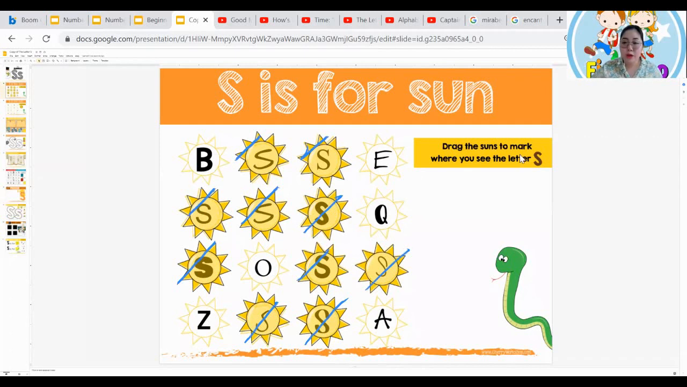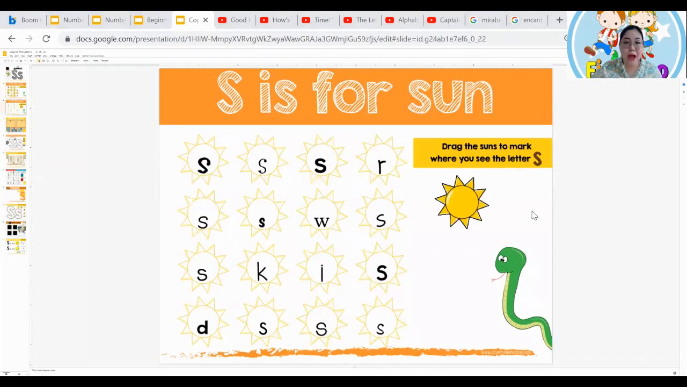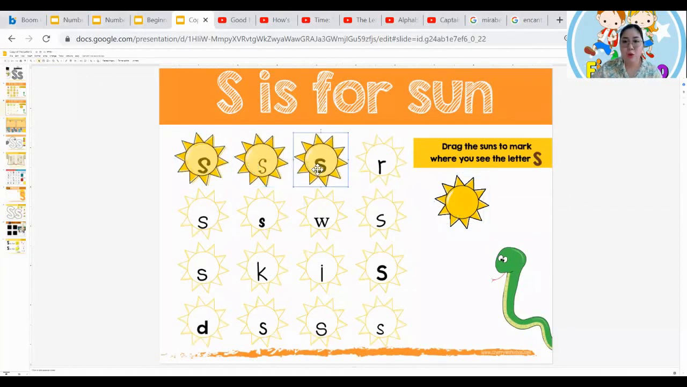So we are already done with capital letter S. It's time to look for our lowercase letter S. So it looks like the capital letter S, but it's smaller, okay? So let's cover, is this lowercase letter S? Yes, it is. We also have another lowercase letter S, another lowercase letter S. Is this lowercase letter S? No, it's the letter R. Very good. This is the lowercase letter S. Yes, it is. And the one beside it is also letter S.